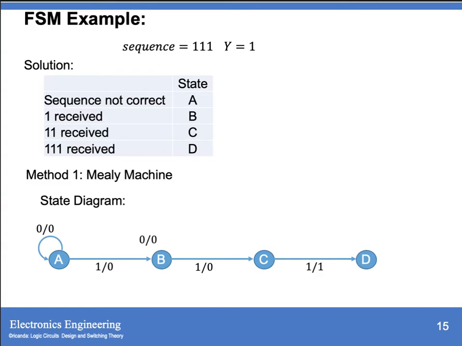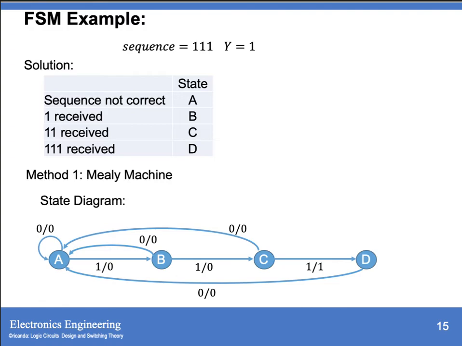So it goes back to A. Your output is also 0. For C, there is also a possibility that the next sequence after receiving a 1 is 0, so it will go to A with an output of 0. Then for D, if its next state is 0 after receiving a sequence of 1, it goes back to A with output 0. How about if it has a next state of 1? Then it will go back to its state with an output of 1.